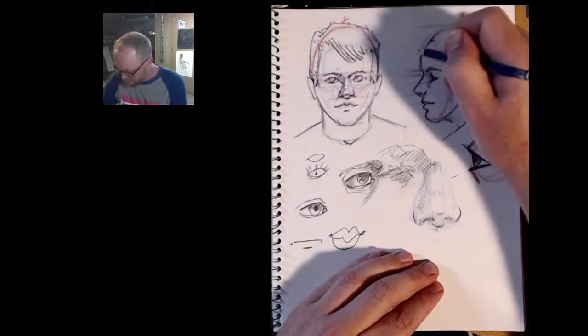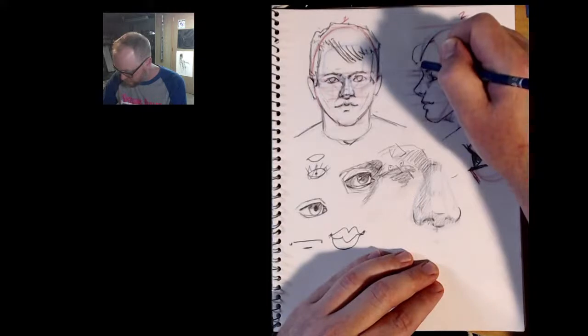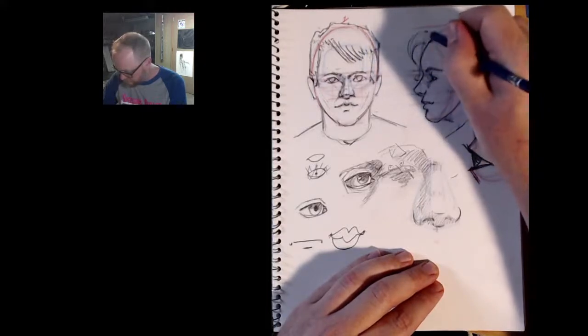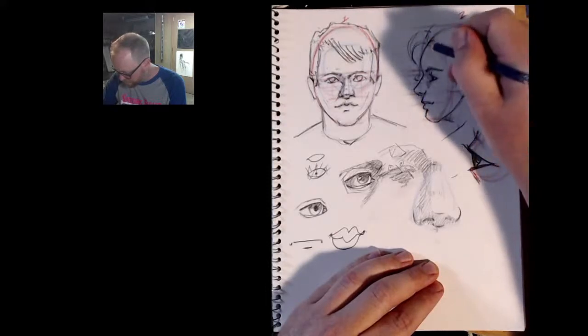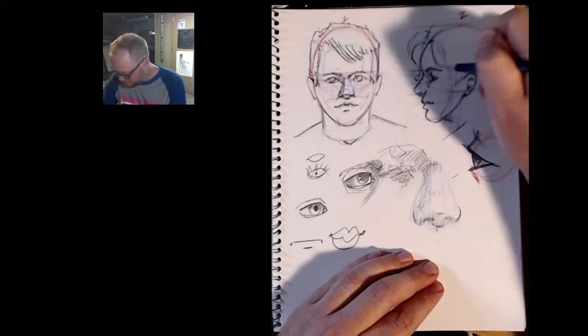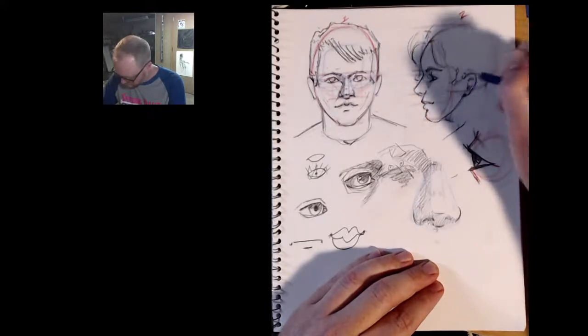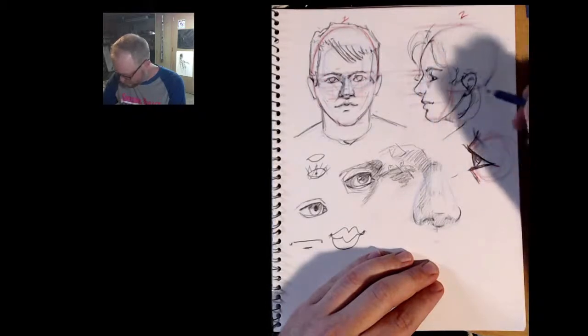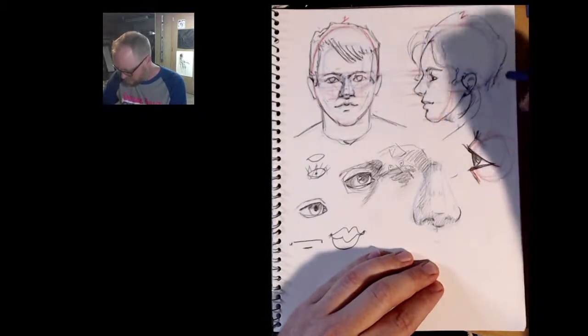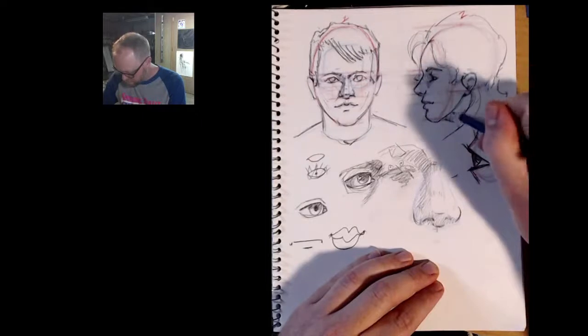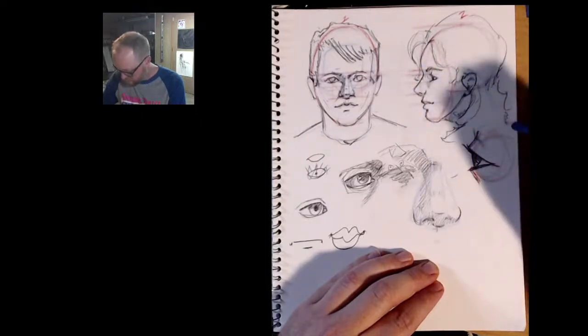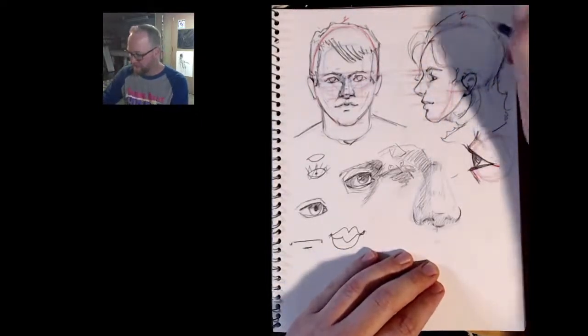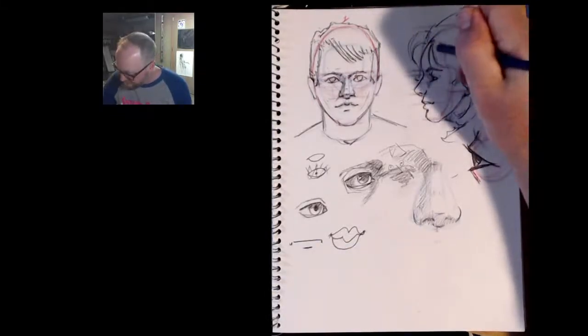So let's give her kind of hair. Let's give her kind of curly. Okay, kind of a mullet. I kind of gave her a mullet. That's okay. I just want you to see that.